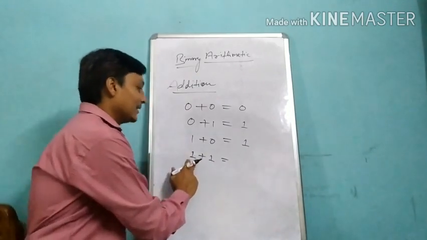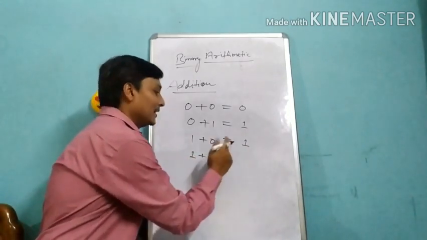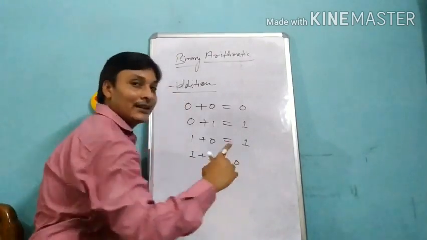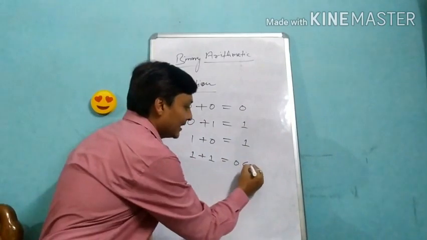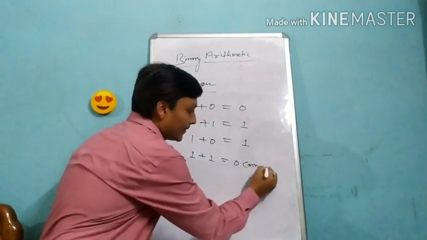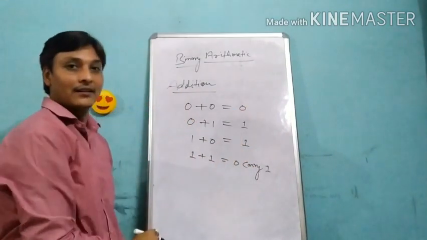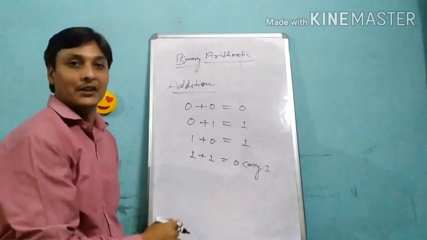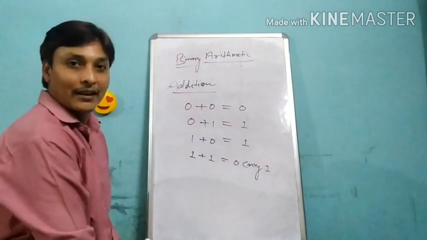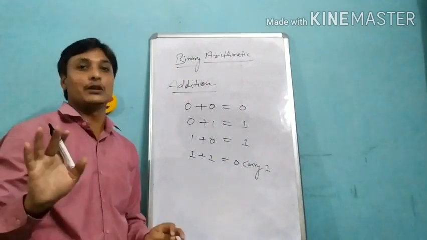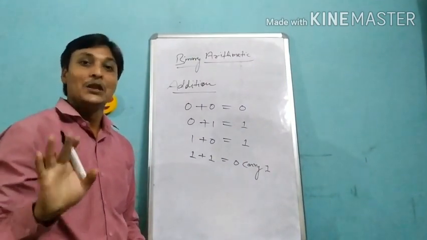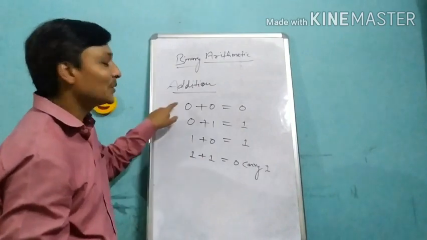So that's why you will mention 1 plus 1 equal to 0. 10 means we will mention the first 0 and carry 1. You will write carry 1. 0 carry 1. So 1 plus 1 will be 10 over here. But don't use this formula in your normal mathematics, otherwise your result will be wrong. Okay. So what we have to do, we have to go through this.